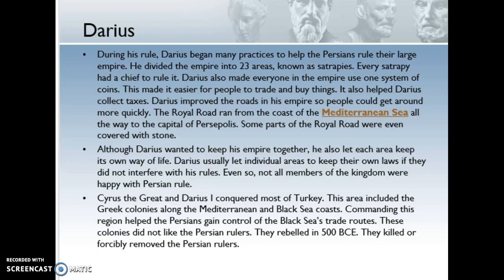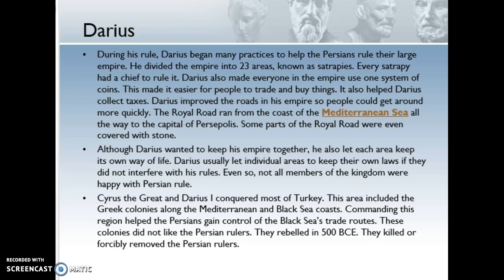Darius. During his rule, Darius began many practices to help the Persians rule their large empire. He divided the empire into 23 areas, known as satrapies. Each satrapy had a chief to rule it. Darius also made everyone in the empire use one system of coins. This made it easier for people to trade and buy things. It also helped Darius collect taxes.